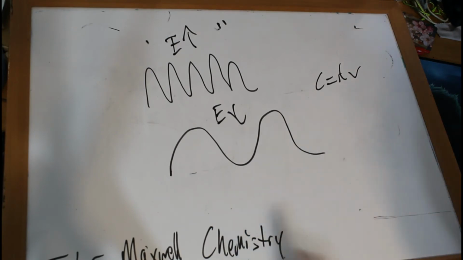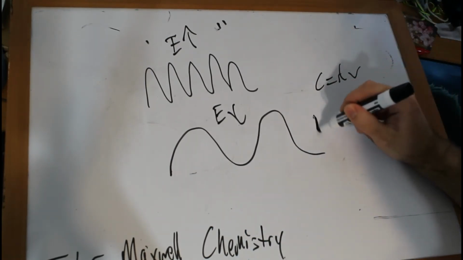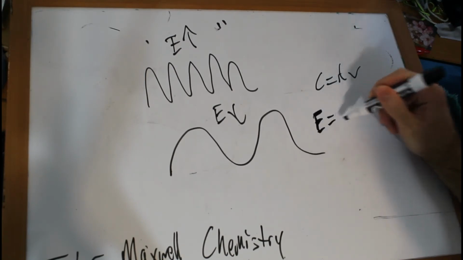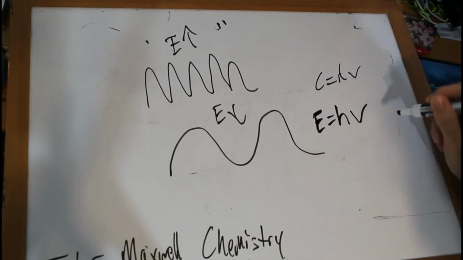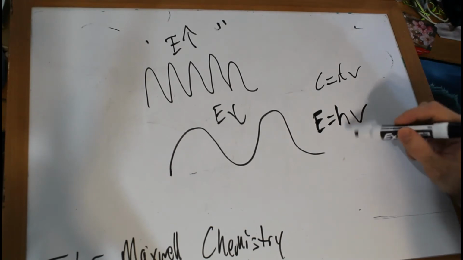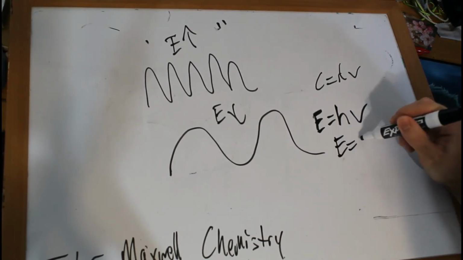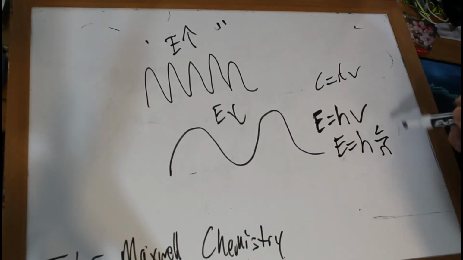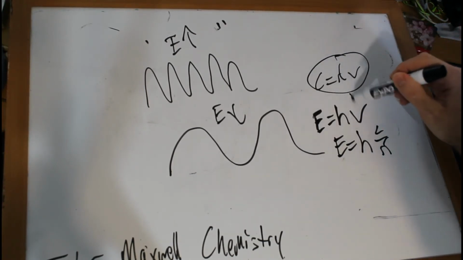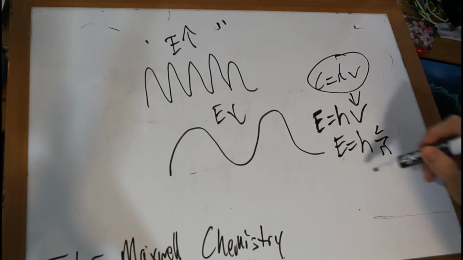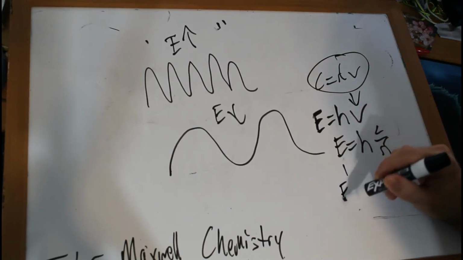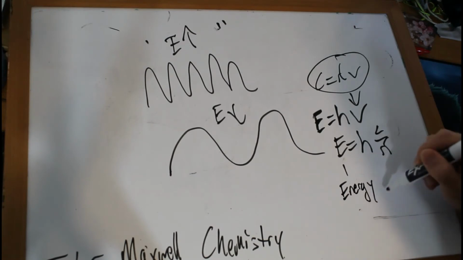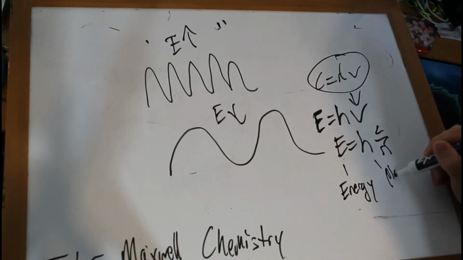So we can calculate the energy of light of a certain wavelength through the equation E equals h nu, and we can also write E equals h c over lambda. And this is the same equation, we're just subbing this in here, where E is your energy, and h is called Planck's constant.